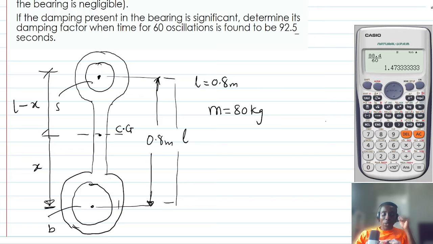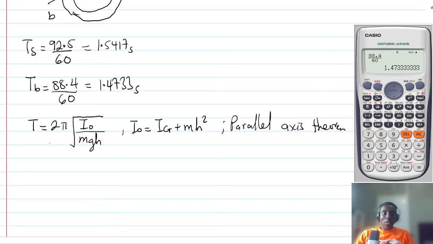Anyways, so people, let's get started. Essentially we are just going to play around with the formulas. The period is going to be 2 pi multiplied by the square root of Ig, the mass moment of inertia about the center of gravity, plus the mass, which we know, multiplied by h squared, and then divided by mgh. So this is the formula.